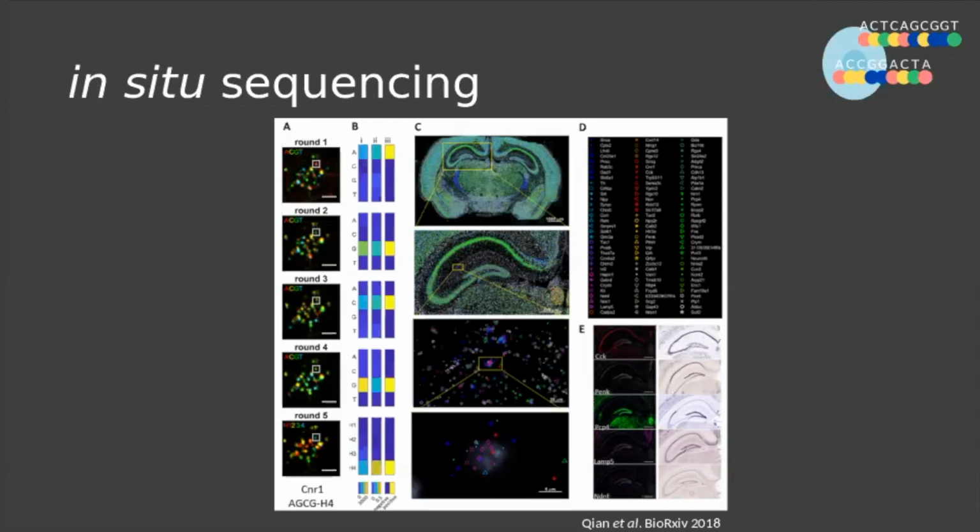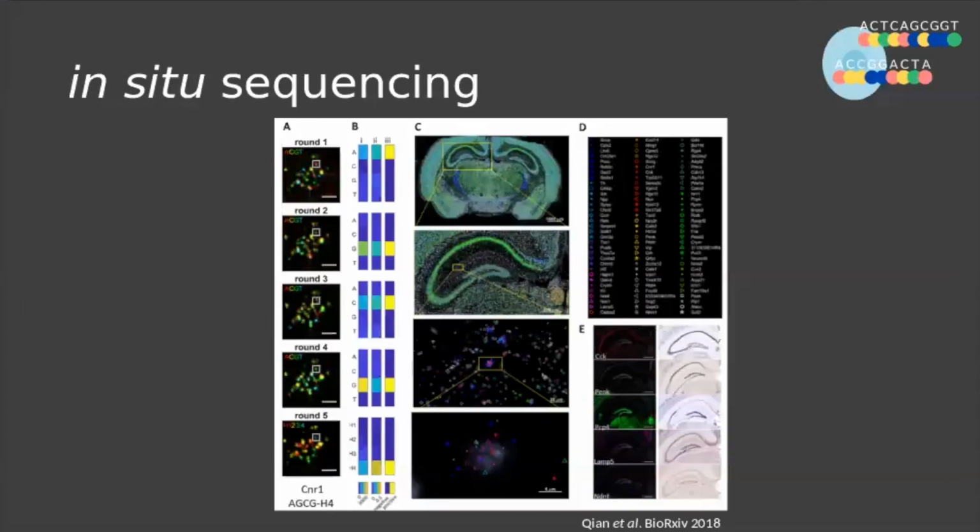On the left, you see the 5 rounds of sequencing, and you see that the dots are changing color according to their sequence. And because this signal is very amplified because of the rolling circle amplification, it's quite easy to image, and they can image with a 20x objective, and they can easily image the whole mouse brain section like this.